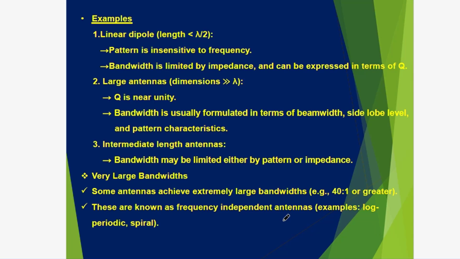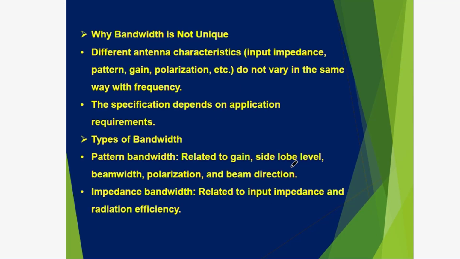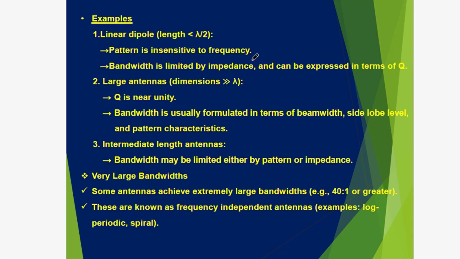Then coming to examples of different lengths of antennas and their bandwidths. First, we'll see the linear dipole. For a linear dipole of length lambda by 2, the pattern is insensitive to frequency. So the bandwidth is limited by impedance and can be expressed in terms of Q. For a linear dipole, we can define only the impedance bandwidth. It won't have pattern bandwidth because the pattern is independent of frequency.